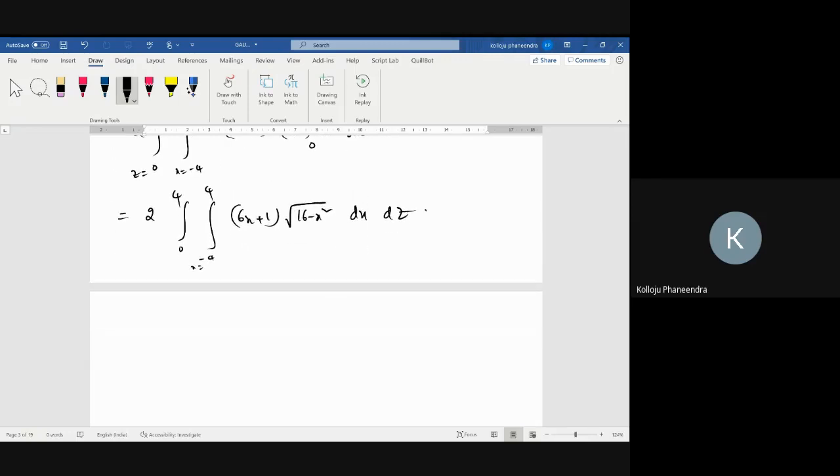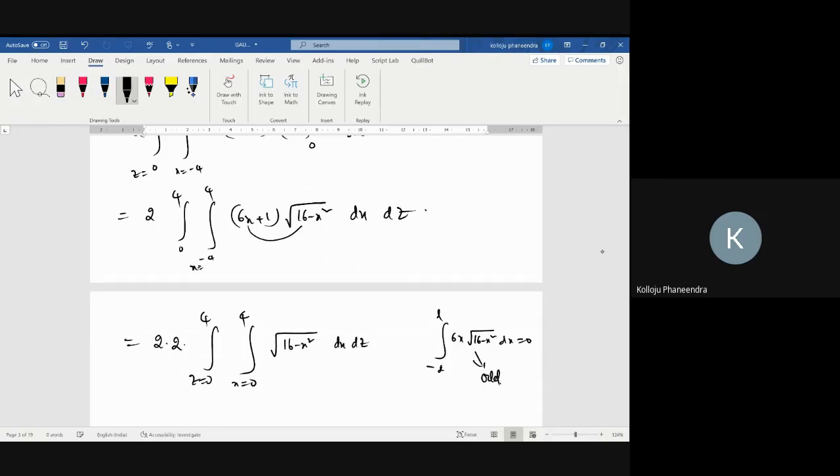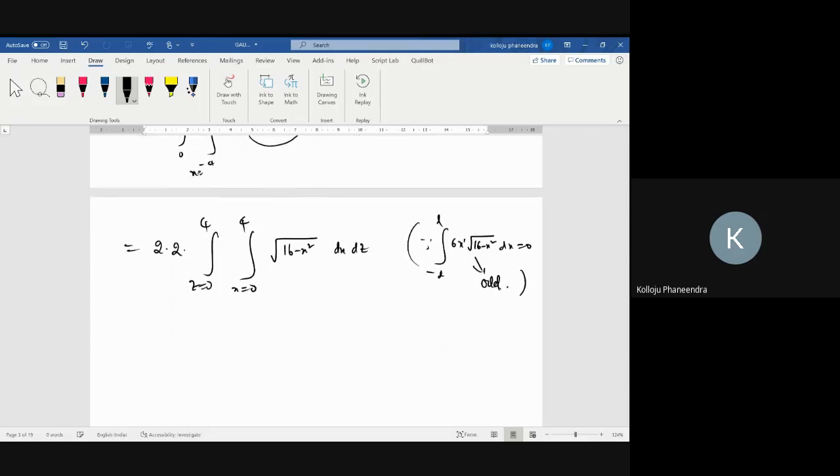I have to evaluate this, right? Now, x limits minus 4 to 4. Now 2 into z equal to 0 to 4. I will write x equal to 0 to 4. See, I think you will get only this one, root of 16 minus x square dz. Why? Because of the integral from minus L to L. What is this function? 6x into root of 16 minus x square dx equals 0, because what is this function? Odd function. X power 1 is there. X power 1, odd function. Okay, only this one. So what is this value?